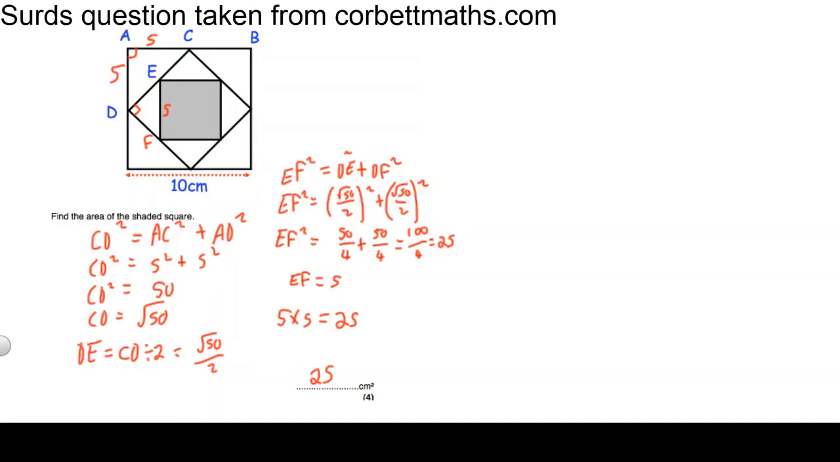This is a similar question. This is taken from Corbett Maths. This one carries 4 marks, so obviously you'd have to do quite a bit of working out to gain those 4 marks. If you need to look at the working out, please pause the video.